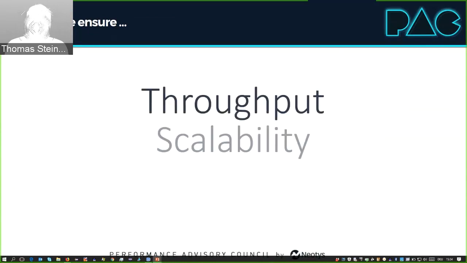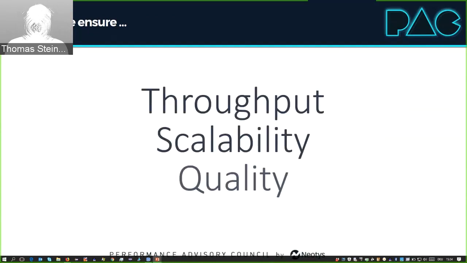So the question now is, how do we ensure throughput? How do we ensure scalability? And how do we ensure quality with around 40 plus engineering teams working on the product on a daily basis? We are releasing something production ready every 2 weeks into our SaaS offering, and every 4 weeks to our managed customers. That's the big challenge here.